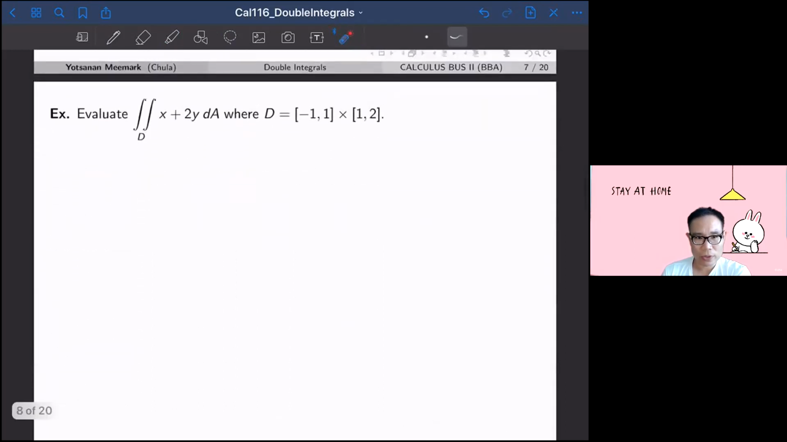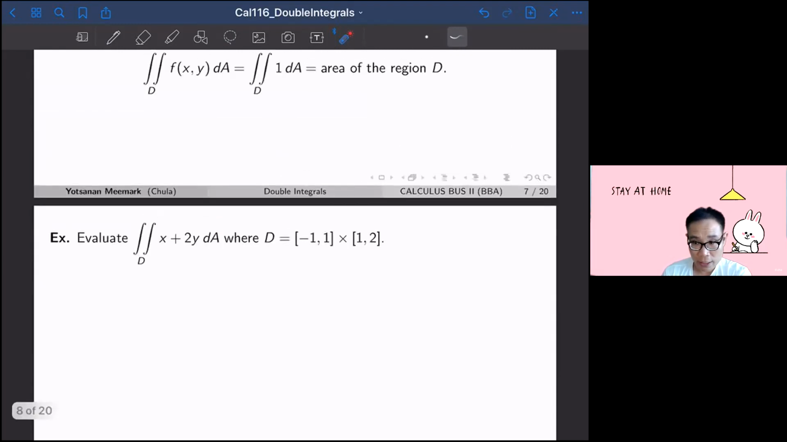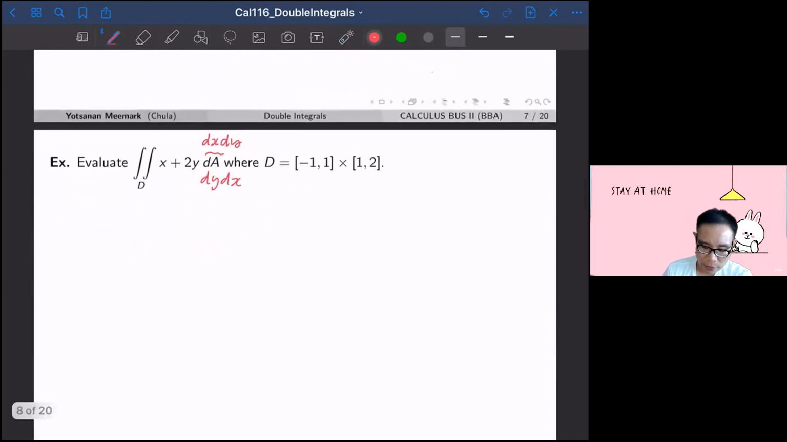Let's try to compute this one. We'd like to evaluate the double integral. This is called the double integral, okay? The function is x plus 2y dA. So it's going to be the differential of area. dA can be two things: dx dy, and dA can be dy dx. I'll show you both for this example.